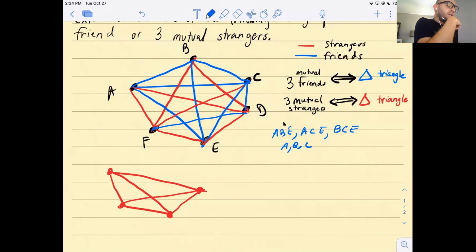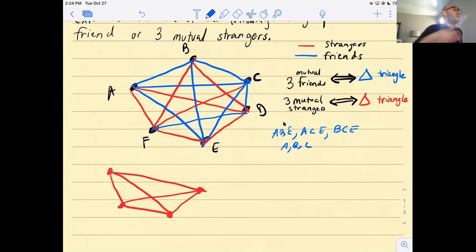All right, so this is an example of a drawing, just a random drawing. I picked things blue and red randomly, where there's four groups of three mutual friends that you can possibly create. And there's no groups of three mutual strangers. So the theorem is true, that there is at least one case that happens.